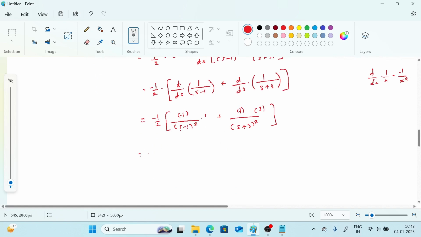What will be next? Minus 1 by 2 minus 1 upon (s minus 1) bracket square, this minus, this plus minus 1 upon (s plus 3) bracket square. This is the answer. If you want to simplify it further, you can simplify it, or you can keep it as it is. Laplace of this is the value of e raised to minus t, t into e raised to minus t cos hyperbolic 2t. This is the Laplace for the equation.